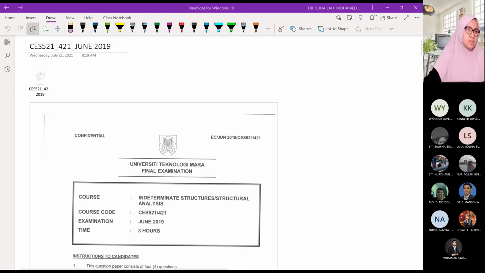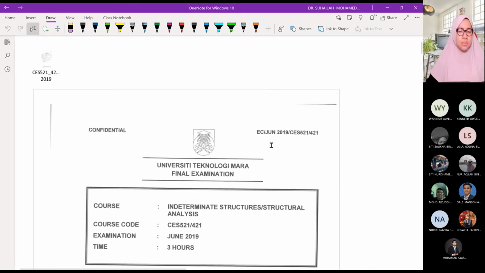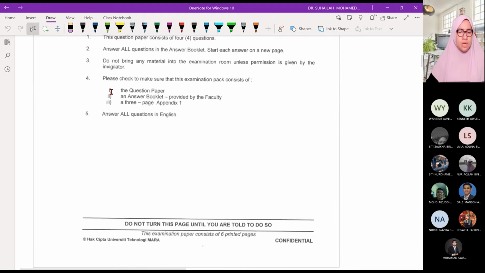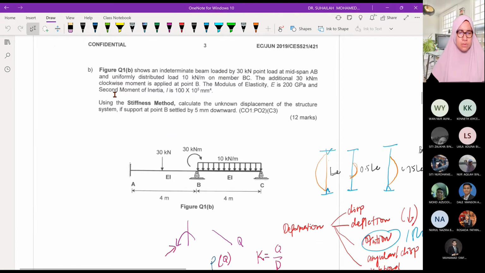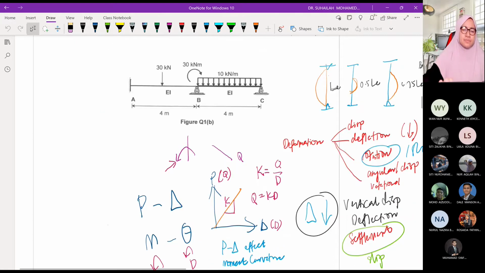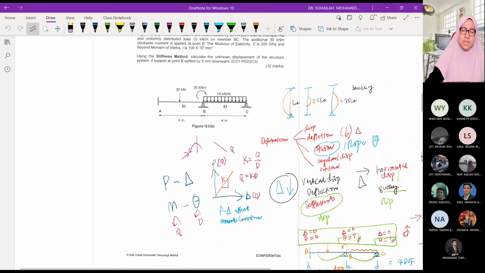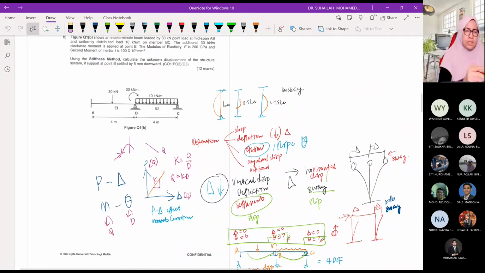You can turn on your microphone if you have a question to ask. Stiffness method, beam. Same as before. Wait, let us clear this first.